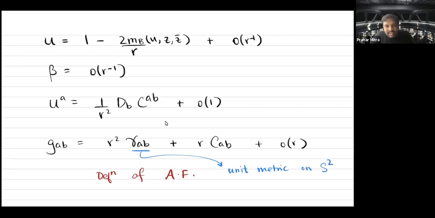In fact, this is not a good generalization to higher dimensions, which is still an open problem right now, because if you want to include super rotations in your phase space, which seems like something that we want to do, then you actually don't want to fix the background metric to be that of the unit sphere. The proper definition that includes super rotations of asymptotically flat geometries in higher dimensions is not really known. And the CAB is a traceless tensor, so it satisfies gamma AB CAB equals zero.